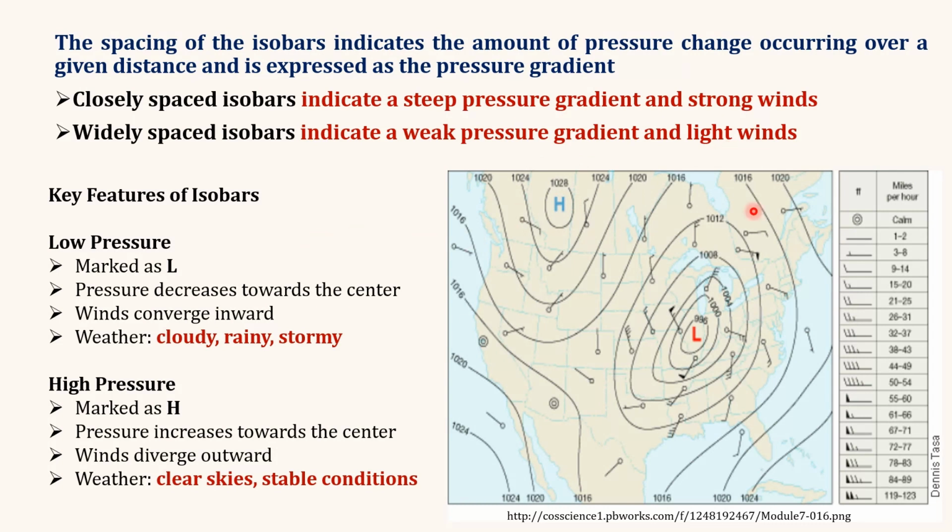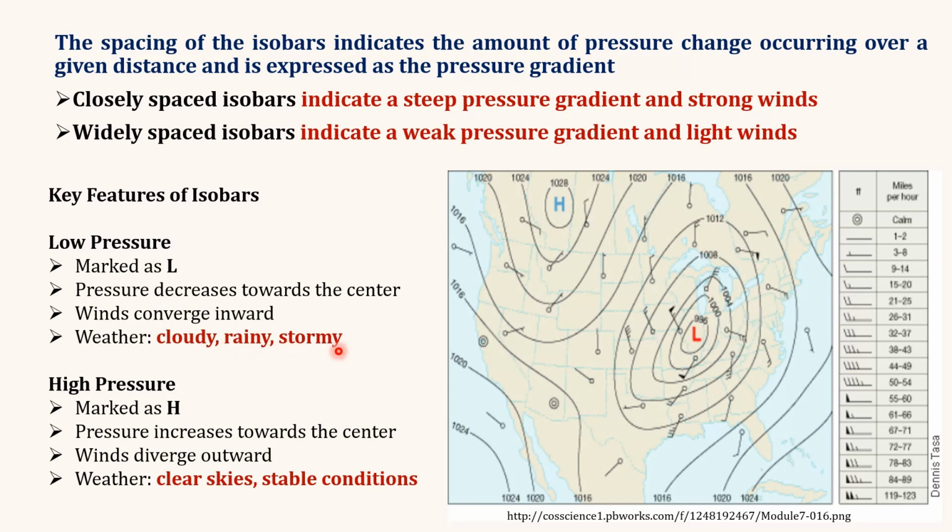Within the map of atmospheric pressure, low pressure areas are marked as L, and here pressure decreases towards the center. As we can see, the values 1004, 1996. At these places, wind converges inward and weather is mainly cloudy, rainy, or stormy.